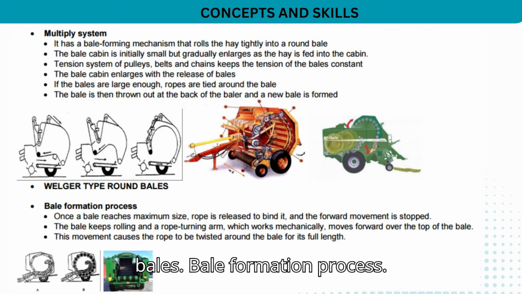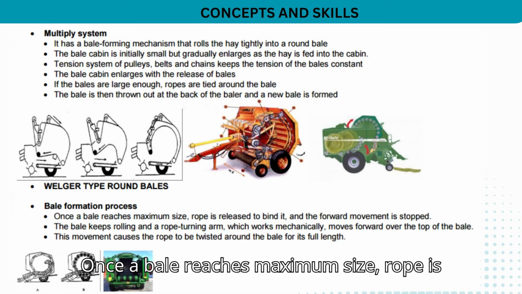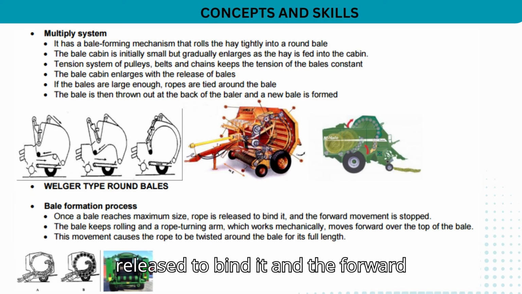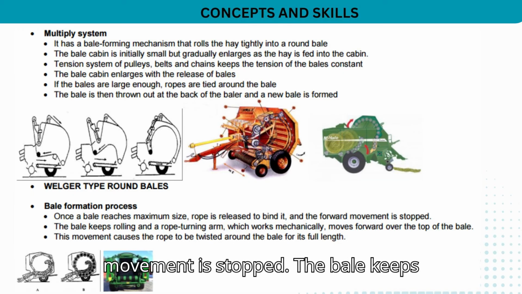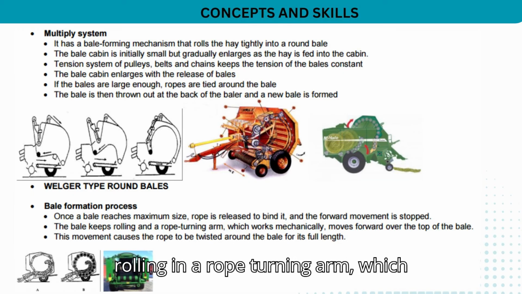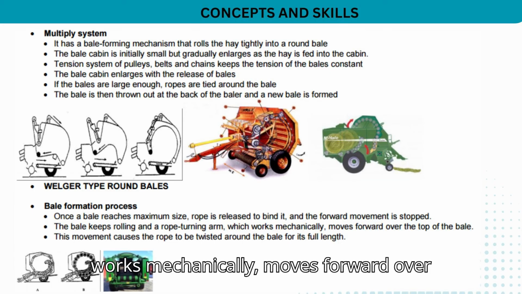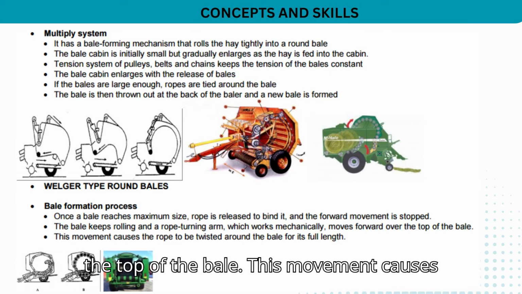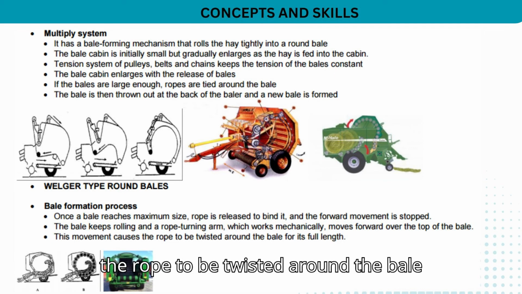Welger type round bales. Bale formation process. Once a bale reaches maximum size, rope is released to bind it, and the forward movement is stopped. The bale keeps rolling and a rope turning arm, which works mechanically, moves forward over the top of the bale. This movement causes the rope to be twisted around the bale for its full length.